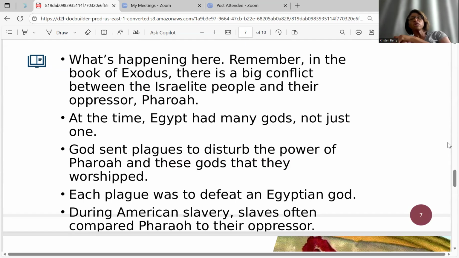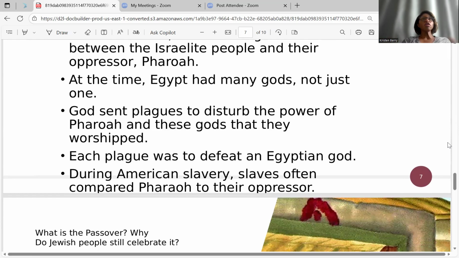Okay, so what's happening in the book of Exodus? Remember, you've got this big rift between Pharaoh, this nasty ruler who doesn't like the Israelite people, and he's oppressing them, he's hurting them. At that particular time in Egypt, okay, so now I want you to understand that everybody's not worshiping the same way. Everybody is not worshiping God. Everybody is not worshiping Yahweh. In Egypt, they had many other gods, not just one God. Okay, so this is the issue that the Creator God has with Pharaoh.